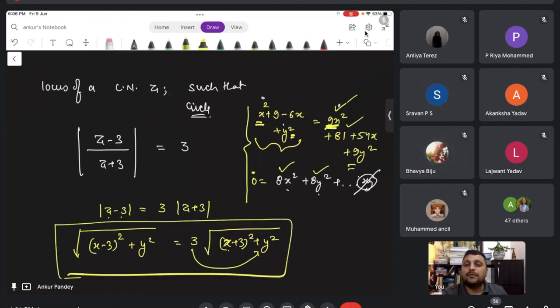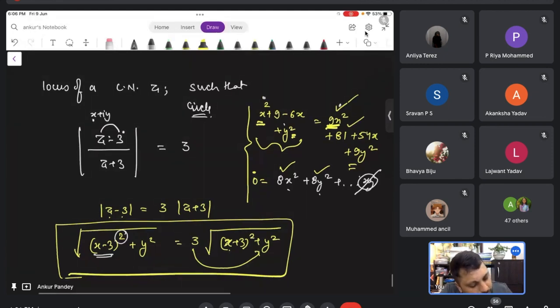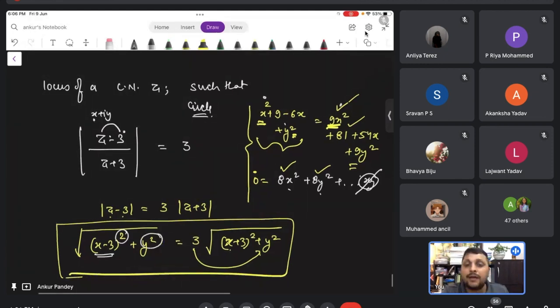How did we get this is what your question is? Yes, sir. Very good. So beta, see. z is x plus iy. So its real part is x minus 3. Real part square plus imaginary part square. Okay?